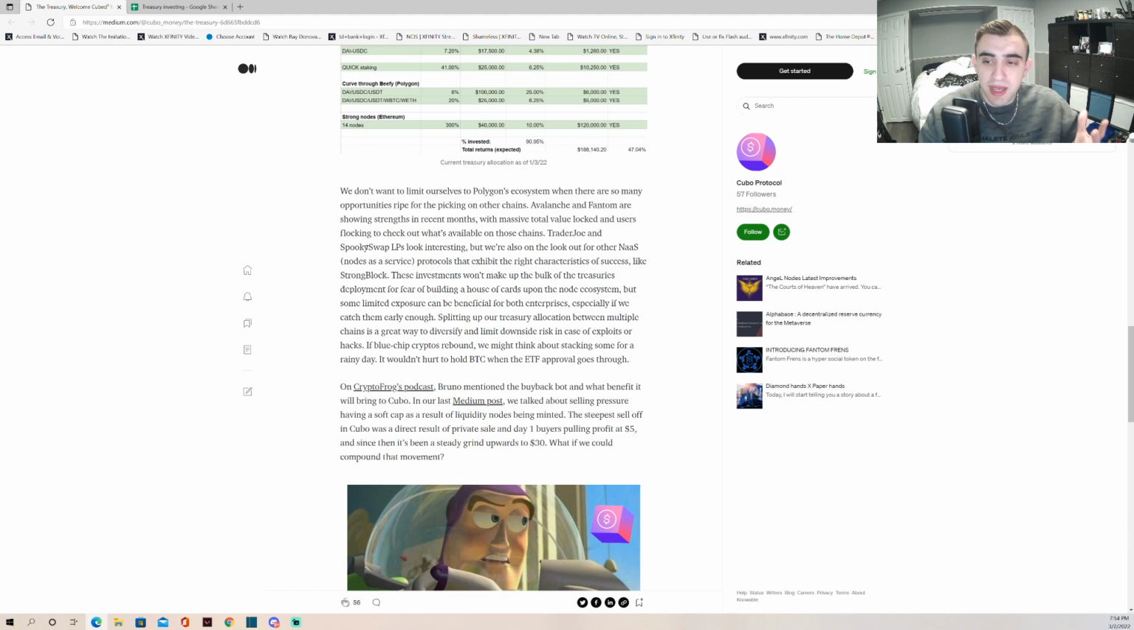These investments won't make up the bulk of the treasury's deployment for fear of building a house of cards upon the node ecosystem, but some limited exposure can be beneficial for both enterprises, especially if we catch them early enough. Splitting up our treasury allocation between multiple chains is a great way to diversify and limit downside risk in case of exploits or hacks. If blue chip cryptos rebound, we might think about stacking some for a rainy day. It wouldn't hurt to hold BTC when the ETF approval goes through.